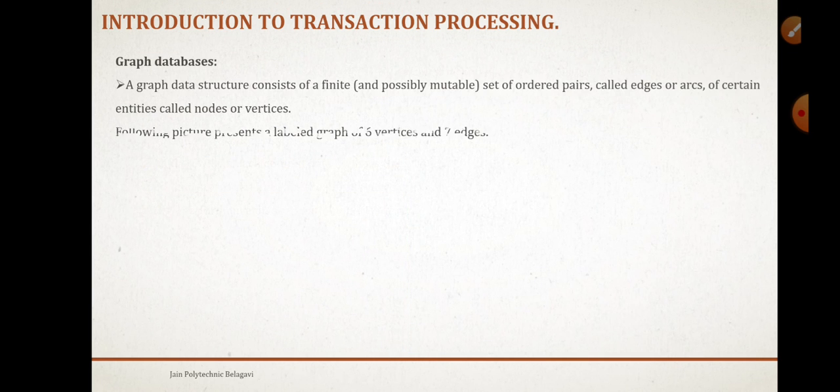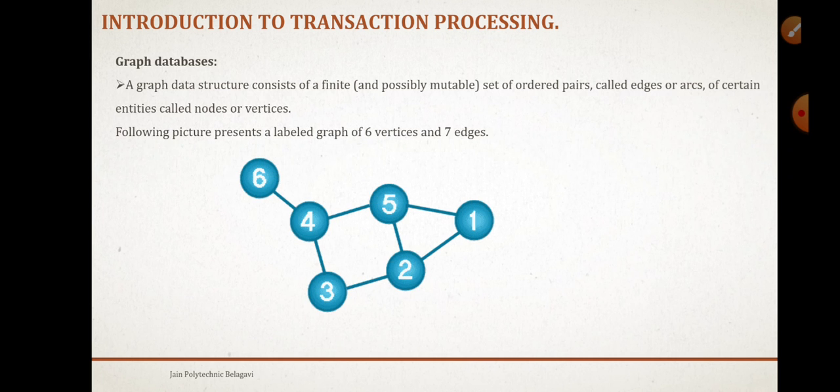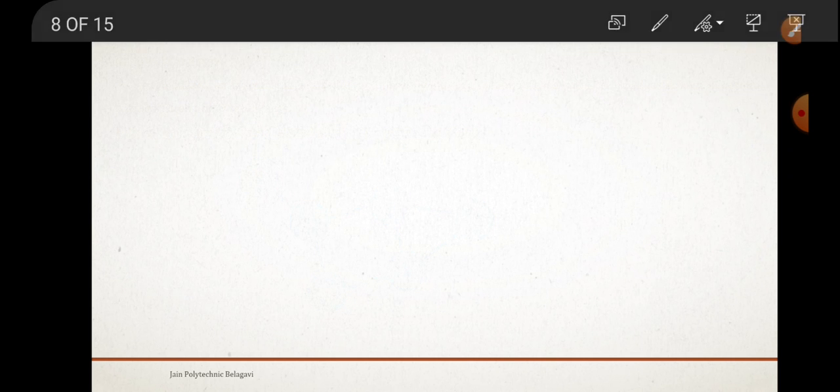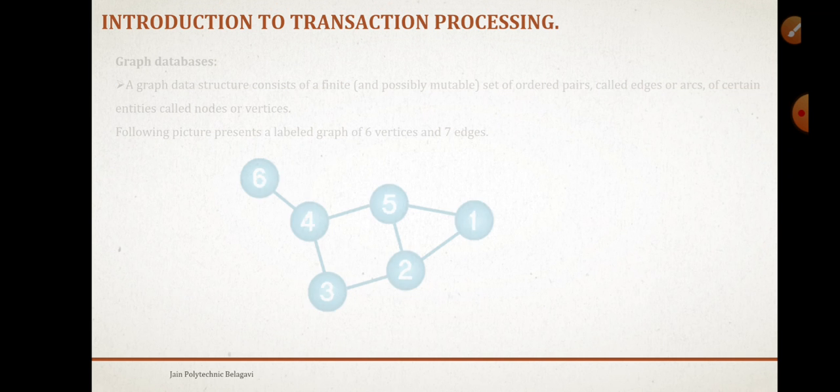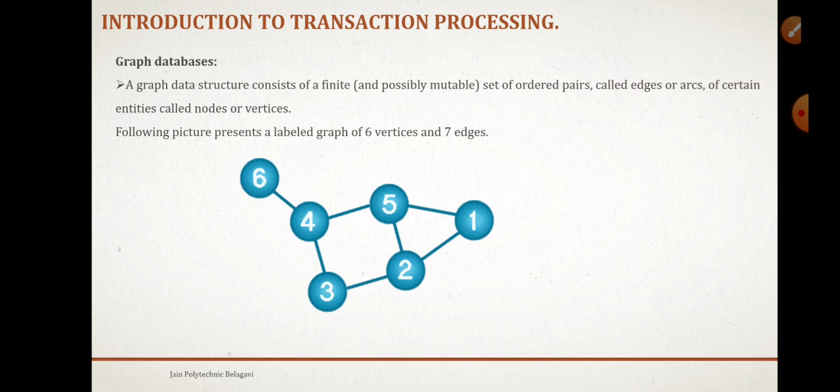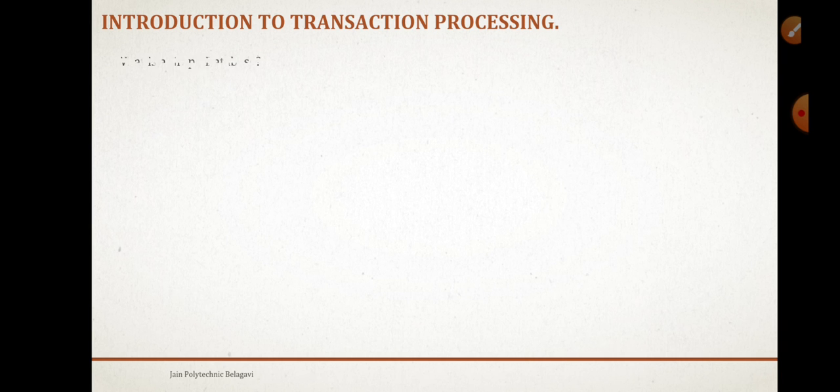Graph databases. A graph data structure consists of a finite set of ordered pairs called edges or arcs of certain entities called the nodes or vertices. So the following picture presents a labeled graph with 6 vertices and 7 edges. So in the figure, the 6 vertices are connected using the 7 edges, right? So each are connected and we can travel from one vertex to another vertex.